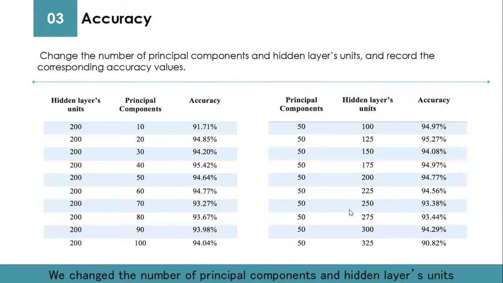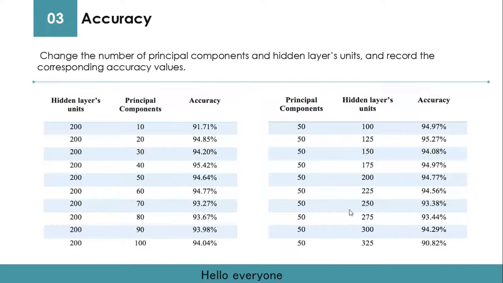Next, we change the number of principal components and hidden layer units and record the corresponding accuracy values. When we keep the hidden layer units at 200 and change the principal components, we see that when the number of principal components is 40, the accuracy is highest. And next, we keep the principal components at 50 and change the hidden layer units to 125. The accuracy was the highest.